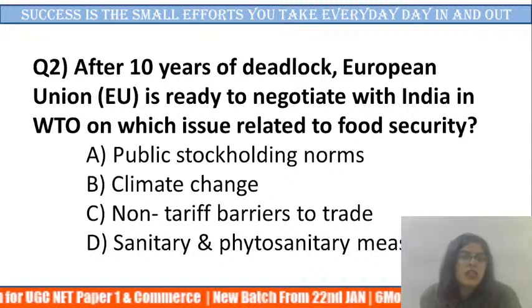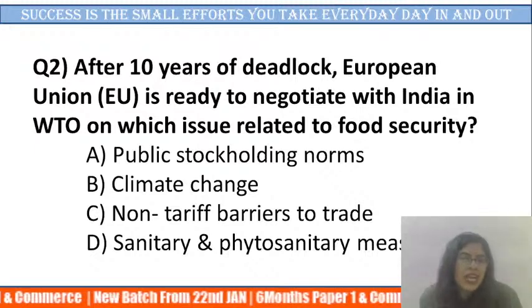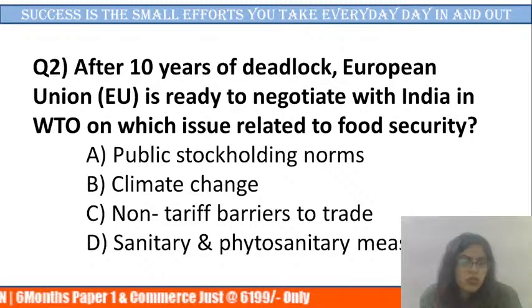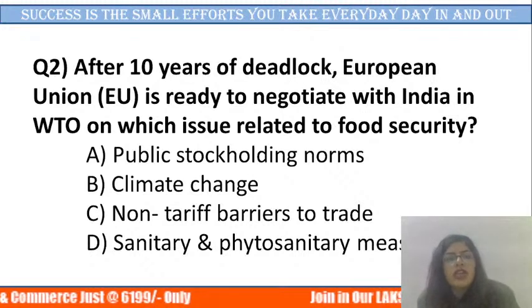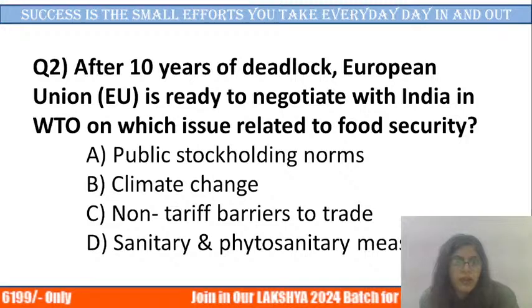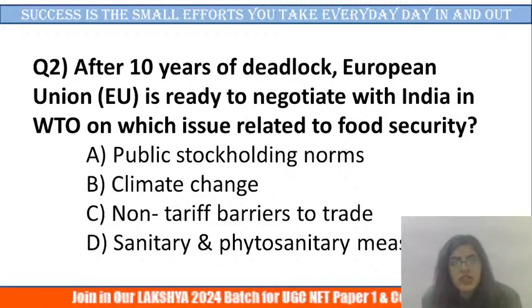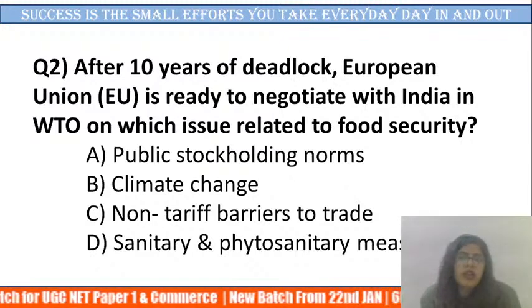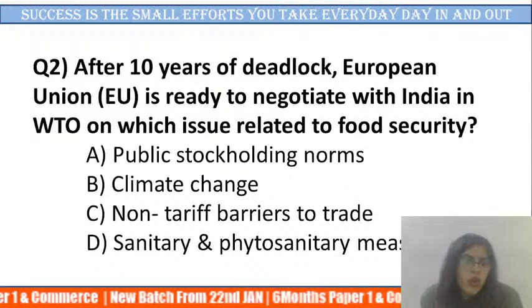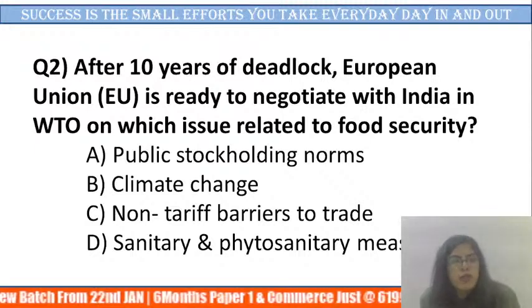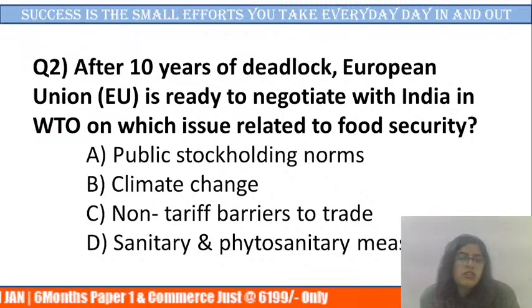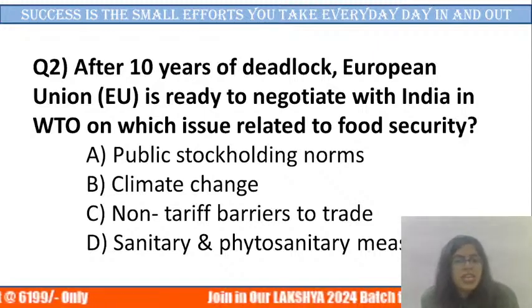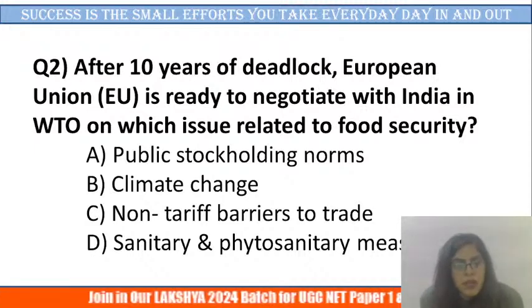In the same case, the European Union was in a deadlock situation for the last 10 years, and now the Union is ready to negotiate with India in WTO on an issue related to food security. So basically they are asking on which of the following issues the Union has been ready to negotiate with India in WTO: public stockholding norms, climate change, non-tariff barriers to trade, or sanitary and phytosanitary measures.